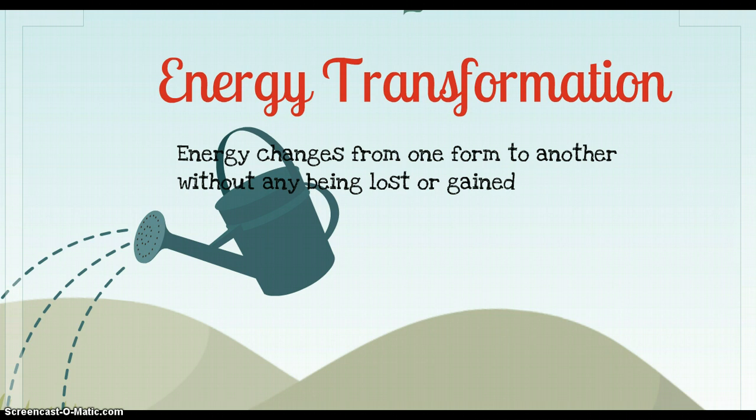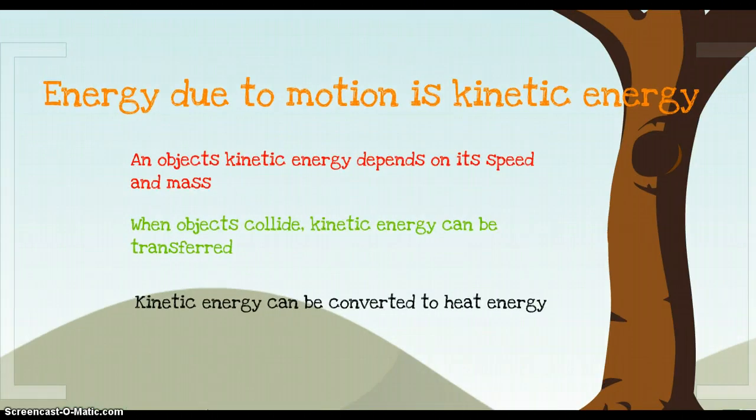So the transformation is just like everything else we've talked about. Nothing disappears, nothing automatically is gained. It just changes from one form to another. So the type of energy that is when you're moving is called kinetic energy. Any object that is moving has kinetic energy, and an object's kinetic energy depends on two things: its speed and its mass. So if you have an object that has a ton of mass, like a semi-truck, and it's going very fast, like 70 miles per hour, that has a ton of kinetic energy.